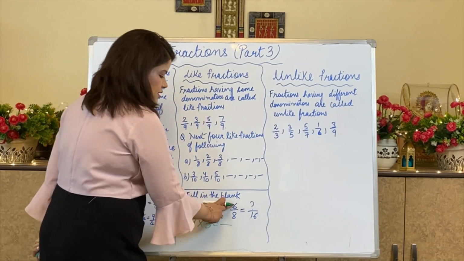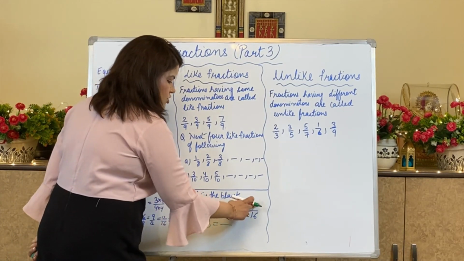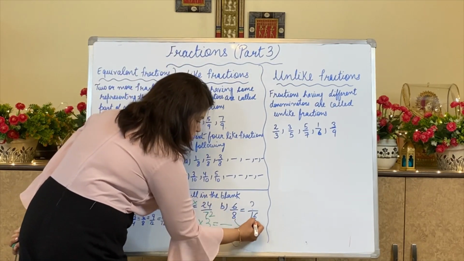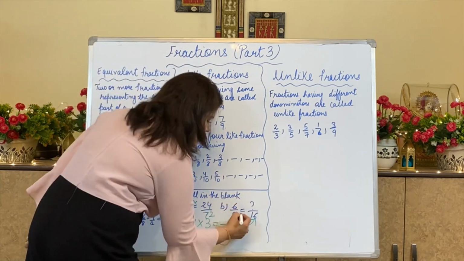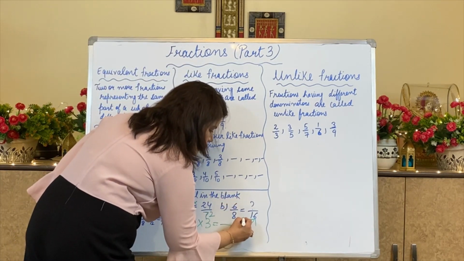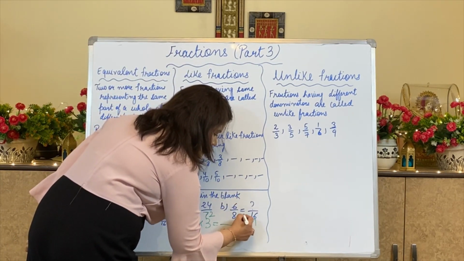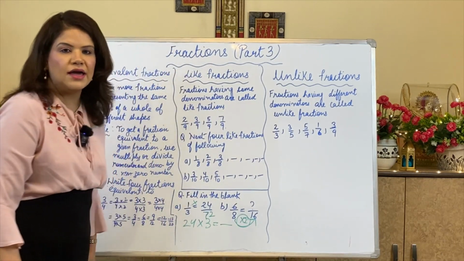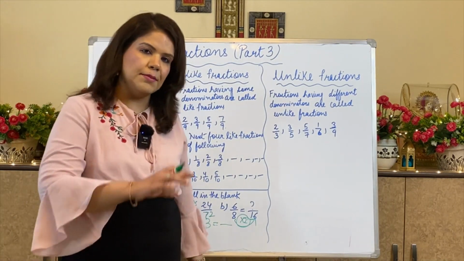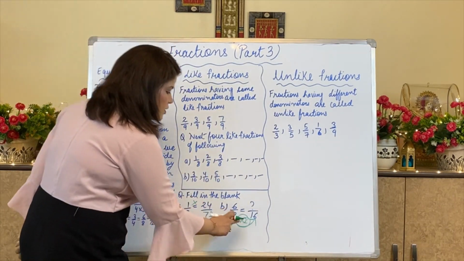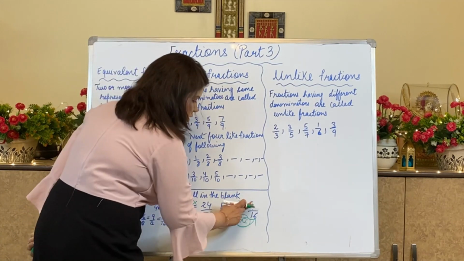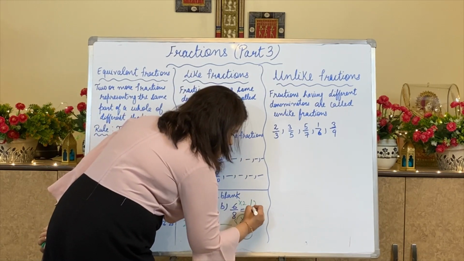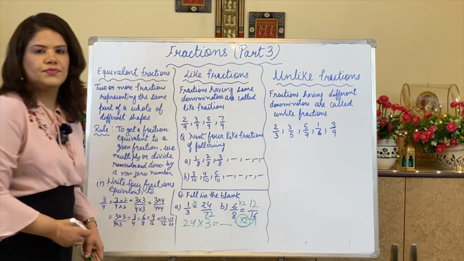Same way, 6 by 8 is equal to question mark by 16. This answer is given to me. How will I go from 8 to 16? I need to find the multiple. When I multiply 8 with 2, I get 16. That means I will multiply the numerator with the same number. So what will I be getting here? The answer is 12 by 16.